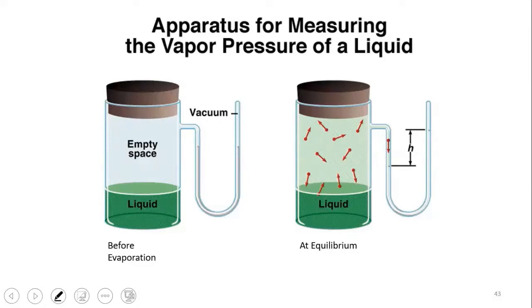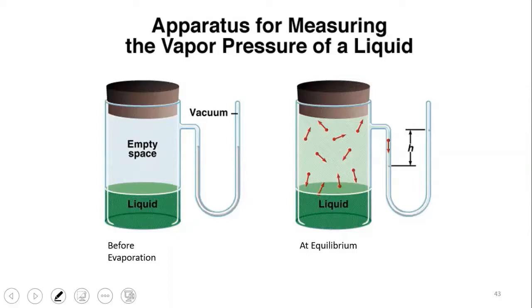And as they push the mercury down, since on the right side there's nothing to hold it back because it's a vacuum, you essentially now have a difference in height between the two columns of mercury. That difference in height can be read in millimeters of mercury, in other words, in torr, and that is how you can find out what the vapor pressure of the liquid is.